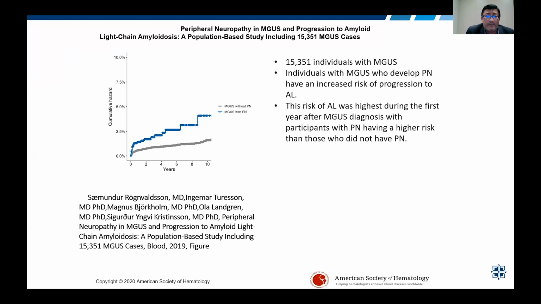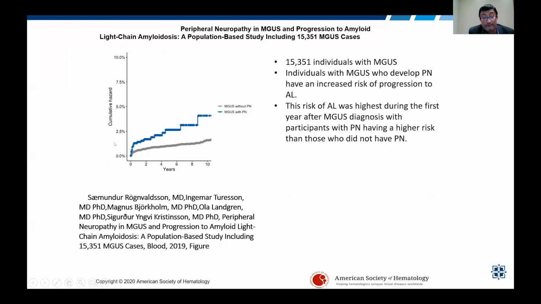Patients who are referred to the hematologist with a diagnosis of MGUS, we sometimes say these patients have neuropathy. You can see the patients who have monoclonal gammopathy with polyneuropathies have an increased incidence of AL amyloidosis. And actually the incidence is higher in an early phase. You can see in the first year, they just jump.